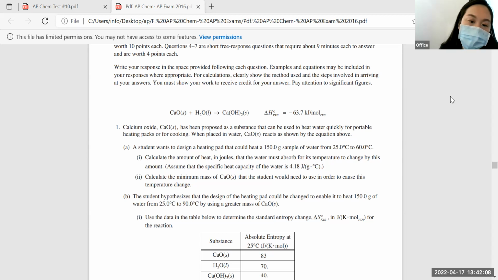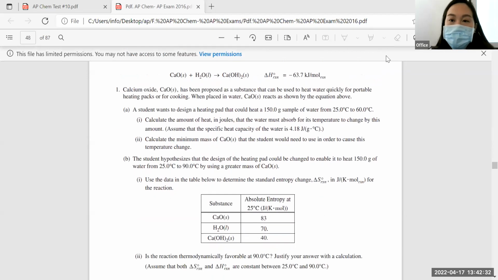A student wants to design a heating pad that could heat a 150-gram sample of water from 25 degrees Celsius to 60 degrees Celsius. Calculate the amount of heat in joules that the water must absorb for its temperature to change by this amount. Okay, so let me see.